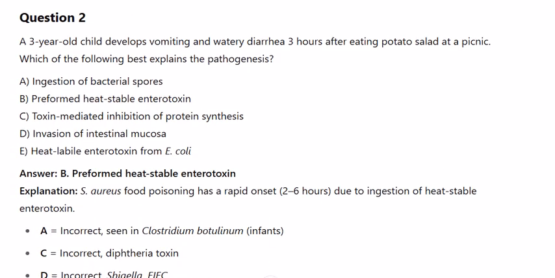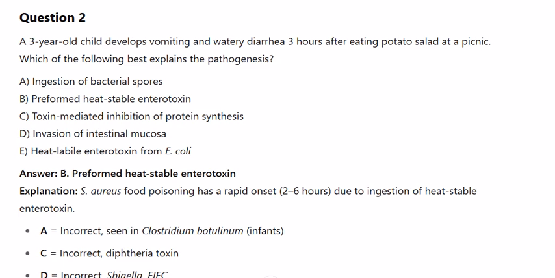Question 2. A 3-year-old child develops vomiting and watery diarrhea 3 hours after eating potato salad at a picnic. Which of the following best explains the pathogenesis? A. Ingestion of bacterial spores. B. Preformed heat-stable enterotoxin. C. Toxin-mediated inhibition of protein synthesis. D. Invasion of intestinal mucosa. E. Heat-labile enterotoxin from E. coli. Answer B. Preformed heat-stable enterotoxin.